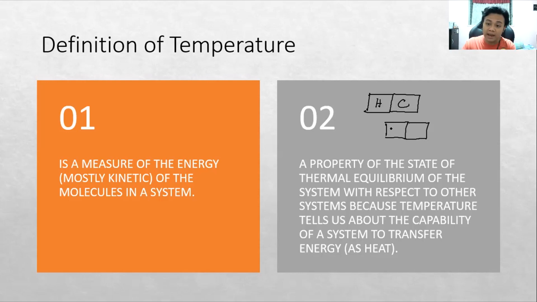So that's the indicator that the two objects are in thermal equilibrium with one another, if they have the same temperature already. Okay, so that's it. That's the property of the state of thermal equilibrium. So it tells us if two objects in contact with one another are already in thermal equilibrium.